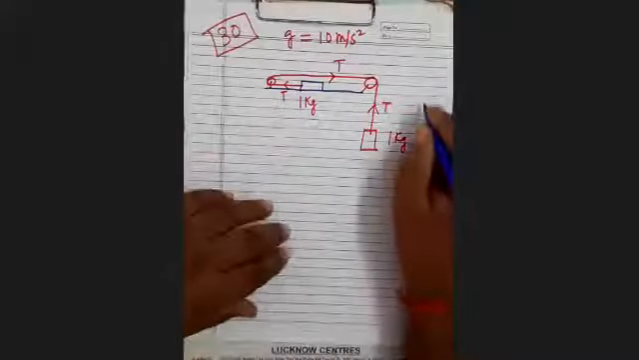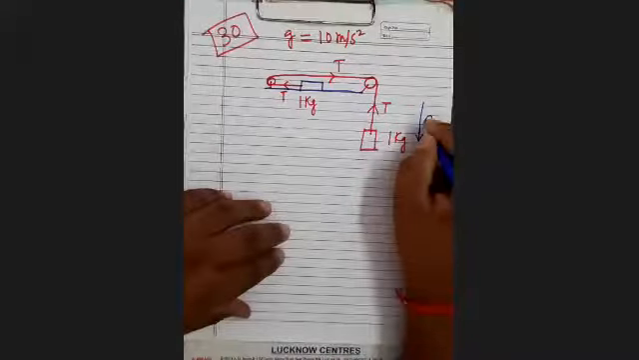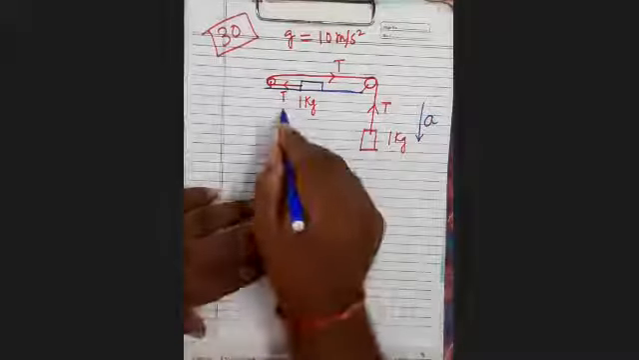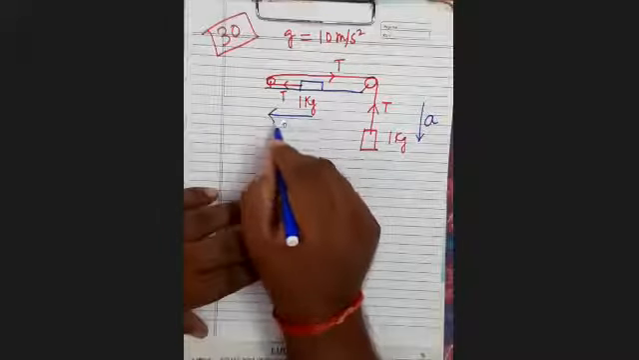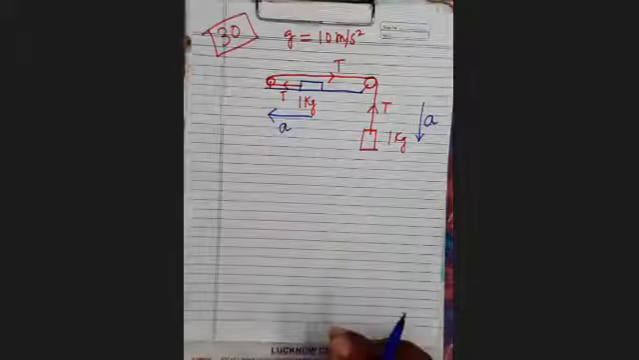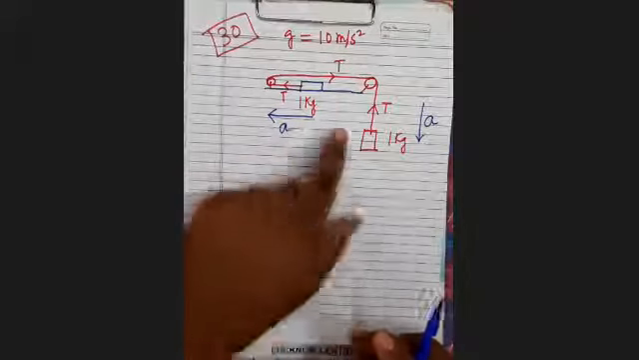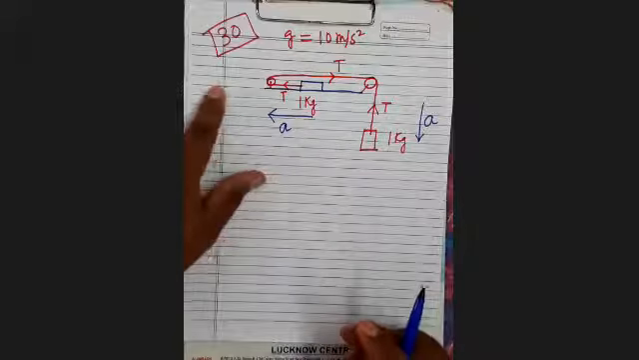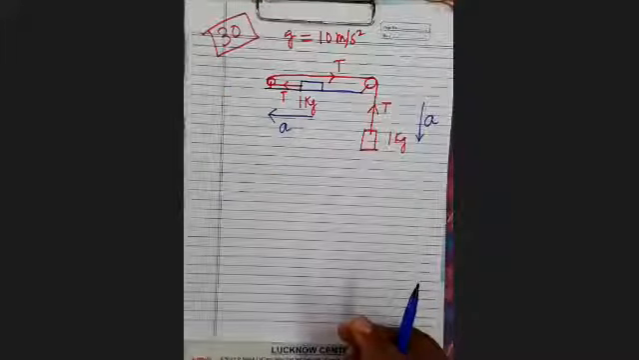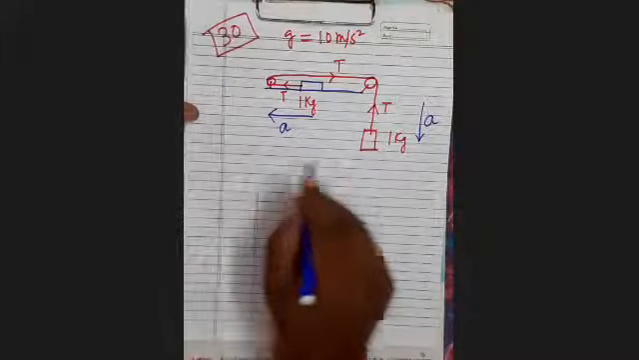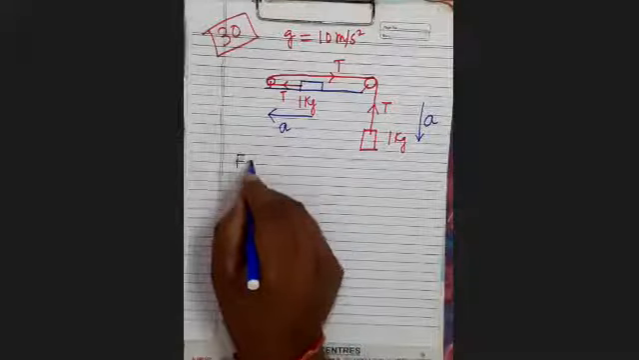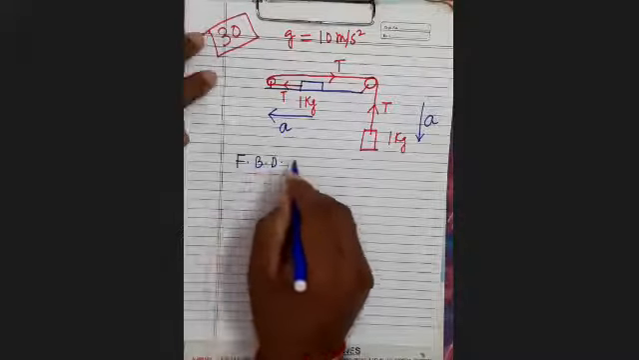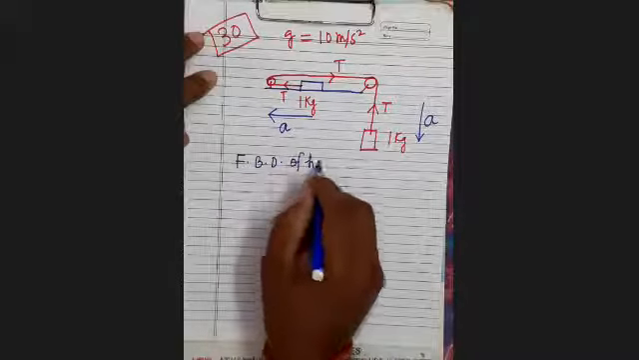So let the acceleration of the system be a. If it is moving down with a, then the other mass will have acceleration a towards the left. Now you make the free body diagram of the hanging mass.